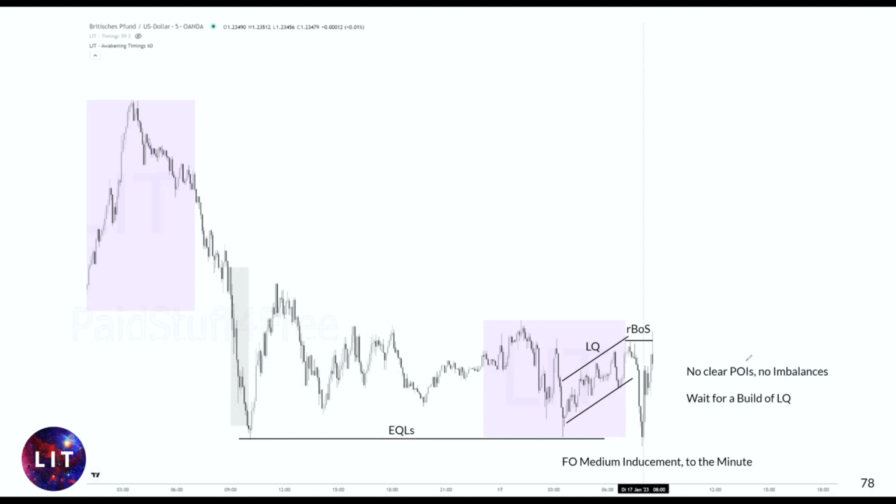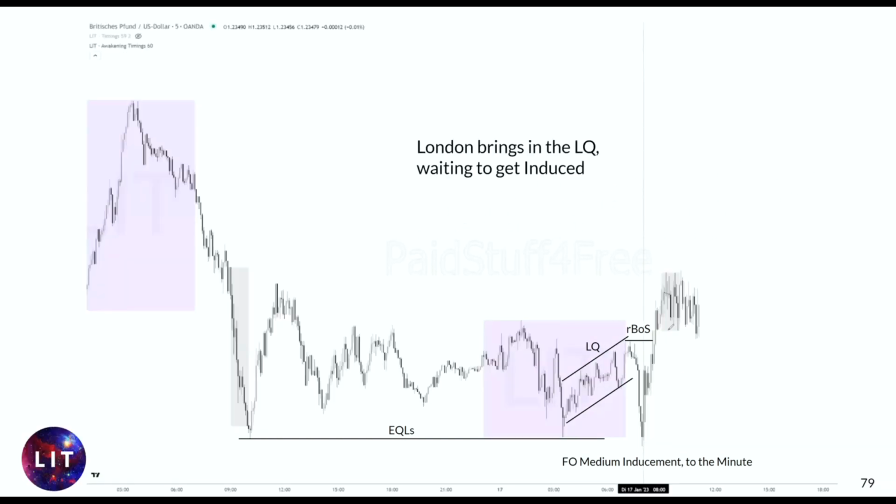So no clean POIs, as we said, as we have no imbalances. That's technically close to mitigated, and this is already mitigated as we have this wick in here. So we have to wait until they show us their hand once again in the form of a building a liquidity scenario. So we just literally wait, and now look what they do. London brings in the liquidity.